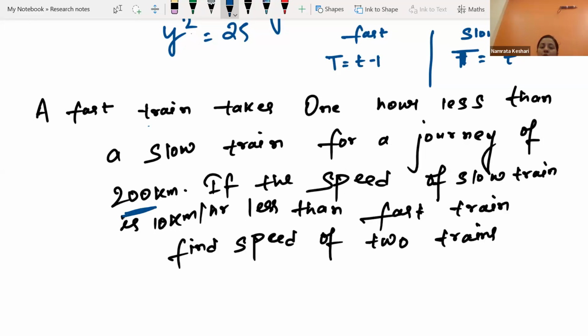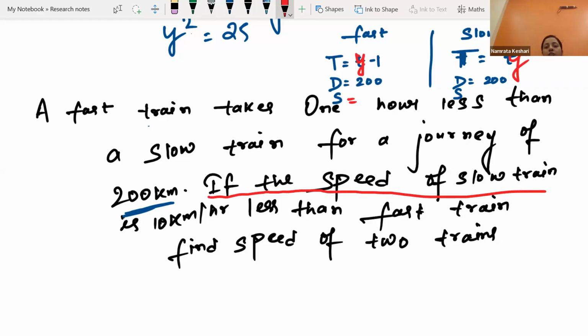Okay, for a journey of 200 kilometers, so both are covering 200 kilometers. If the speed of the slow train is 10 kilometer per hour less, you can take the time and speed in terms of x and y as well. If you are taking time as y, you can say y minus 1. If the speed you are taking as x, let's see which one is dependent on which one. If the speed of the slow train is 10 less than fast, and you are taking fast as x, then the slow will be x minus 10, right?